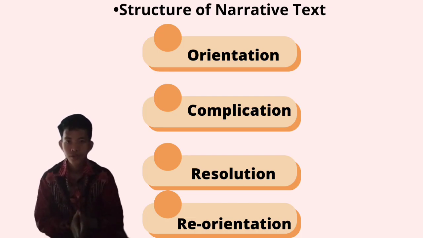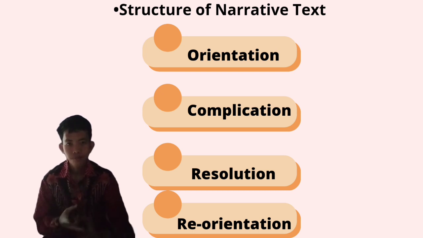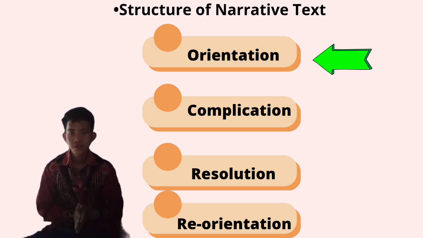The next is the structure of narrative text. There are four structures of narrative text. They are orientation, complication, and then resolution. After that, the last is reorientation. So what does it mean? Number one is orientation.